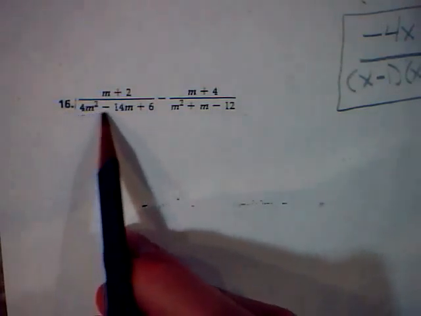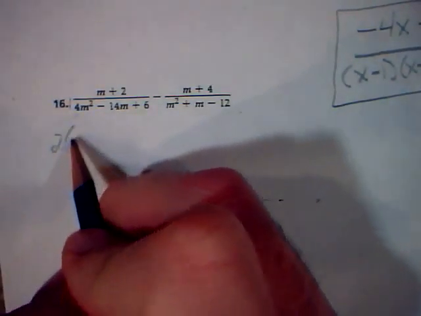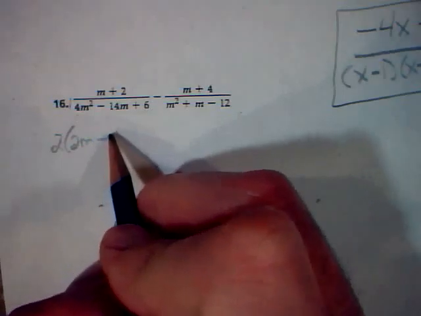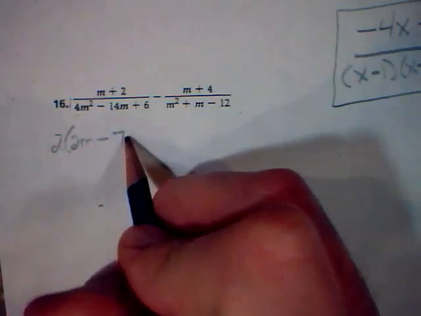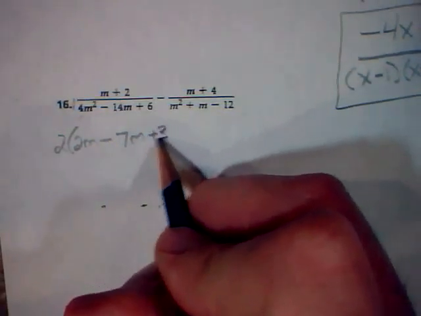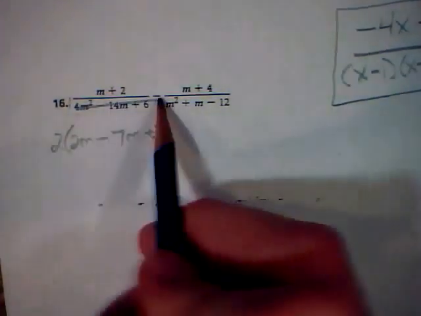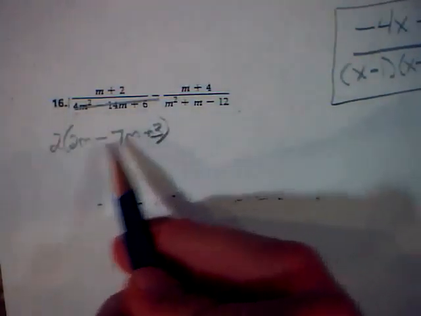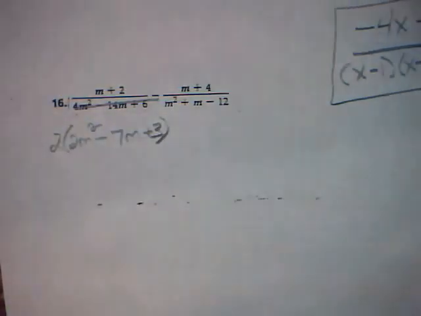In this one, let's check the denominators. We've got to factor those first. And apparently there is a common factor through all three of these terms. Looks like we can take out a 2. So if we take out a 2, you're left with 2m minus 7m plus 3. Okay, so that's that denominator. But then, oops, this is a squared here.